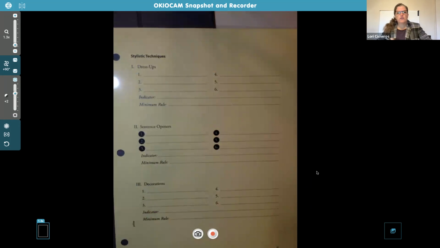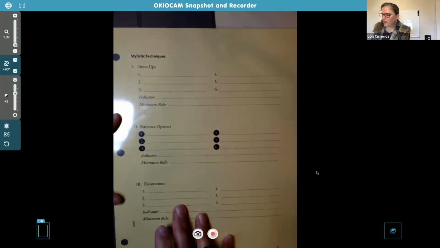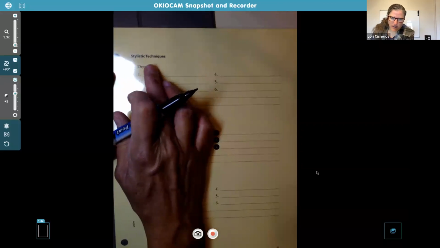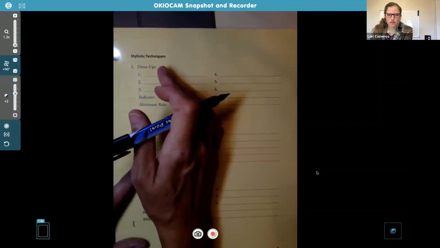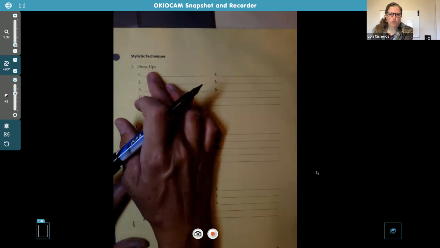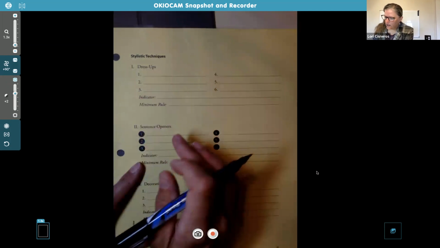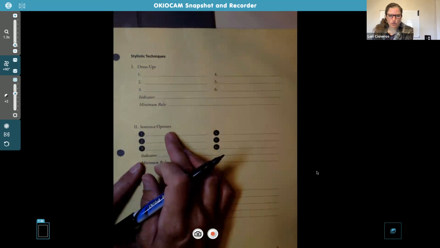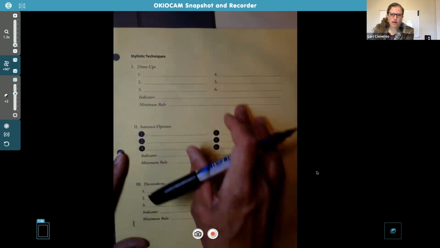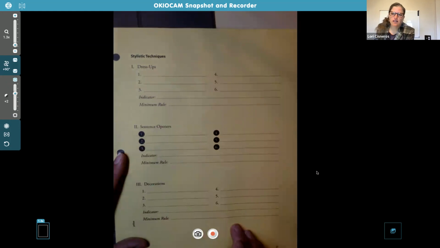All right, so you can see on this page a lot of different things here. This is called stylistic techniques. That's what it's called at the top here. And the first section, Roman numeral 1, says dress ups. And then we've got sentence openers. And then we've got decorations. So we're going to be using this page a lot.